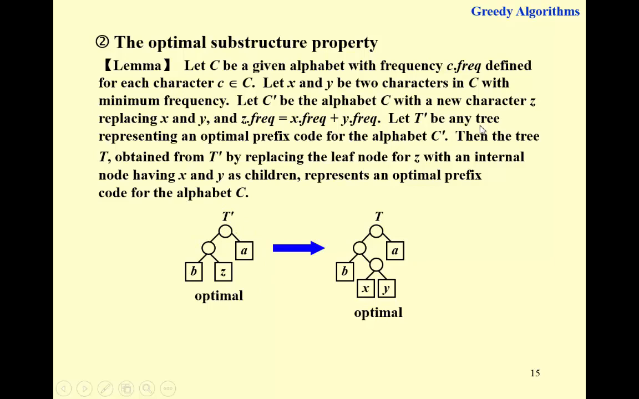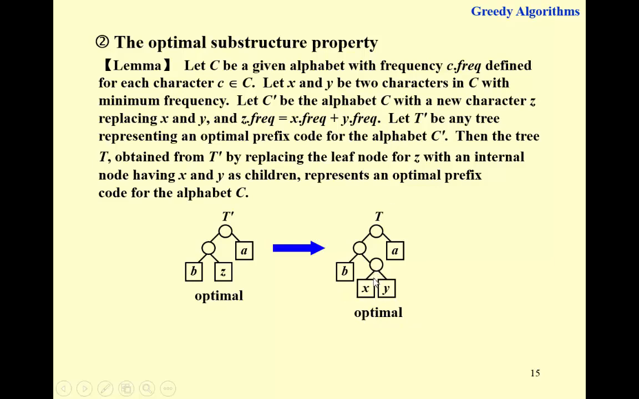And let T prime be any tree representing an optimal prefix code for the alphabet C prime. So T prime corresponds to the optimal solution of this C prime with Z instead of X and Y here. And then the tree T obtained from T prime by replacing the leaf node for Z with an internal node having X and Y as children represents an optimal prefix code for the alphabet C. So it means that if this T prime is an optimal solution for C prime, then this tree must be an optimal solution for C.